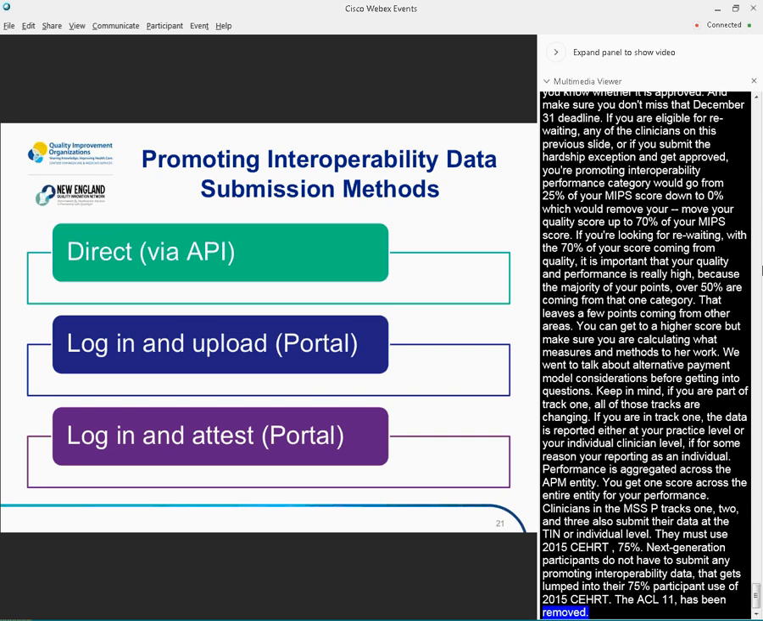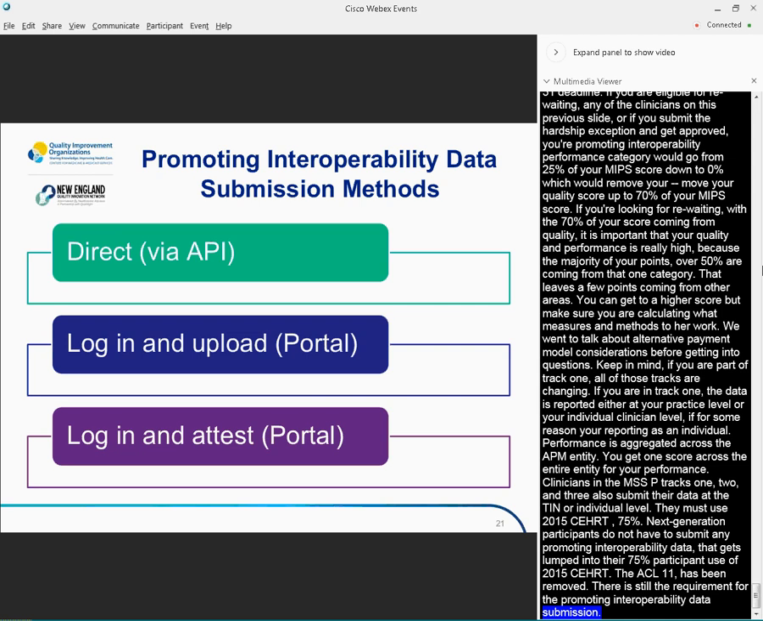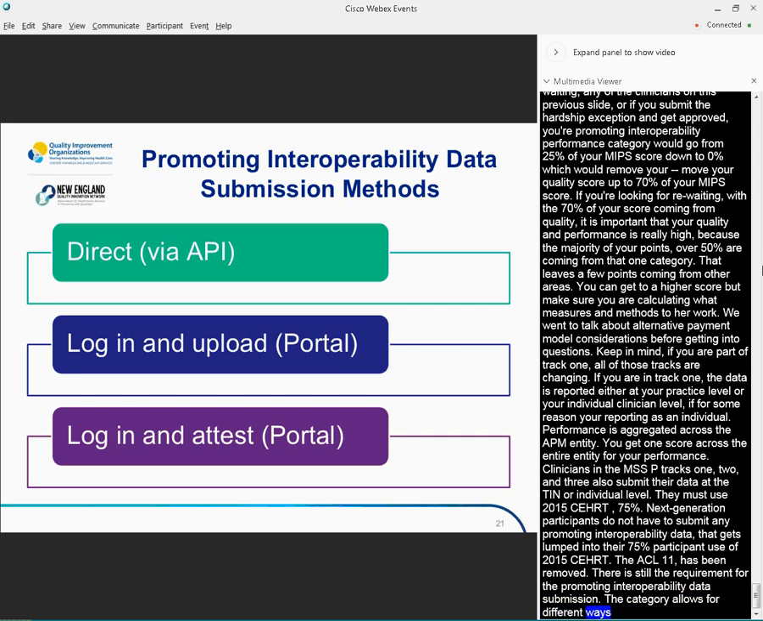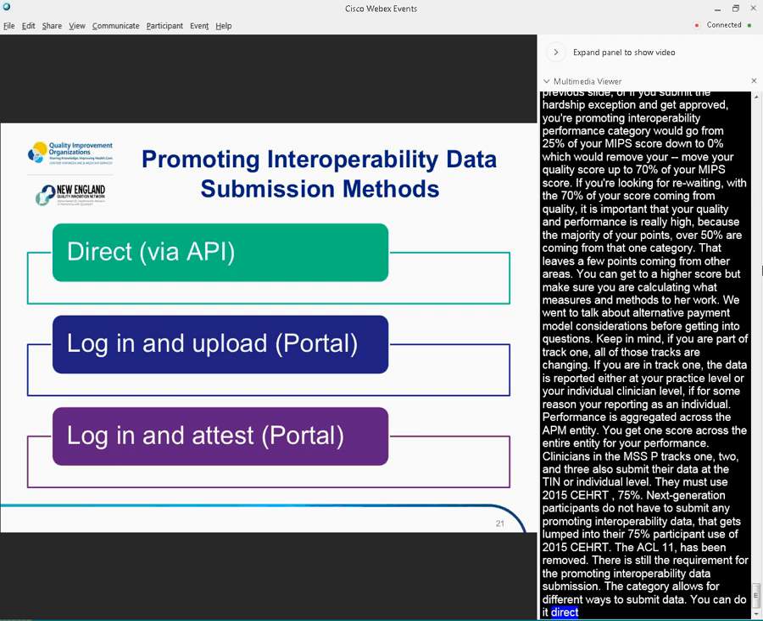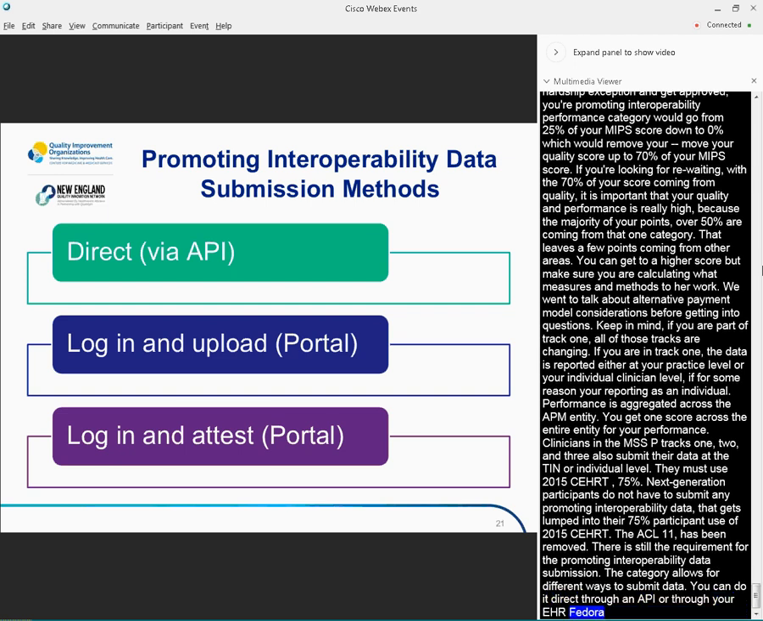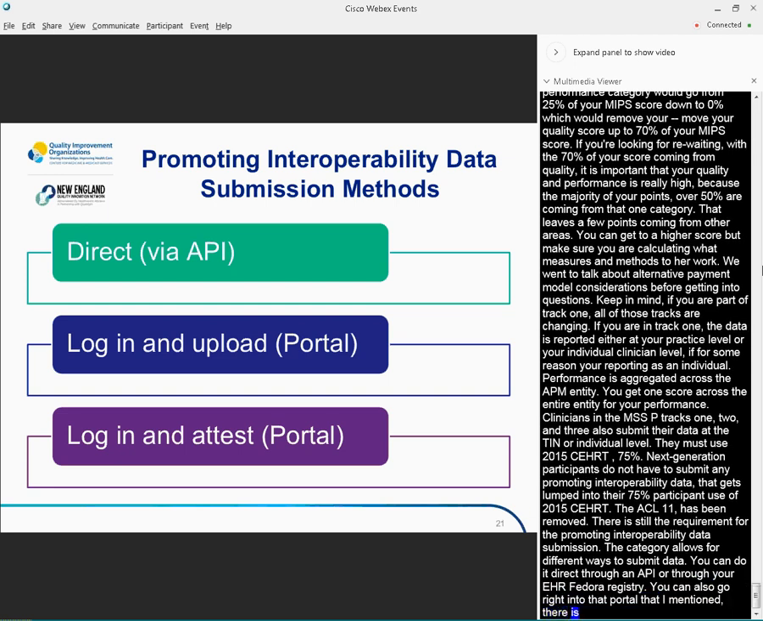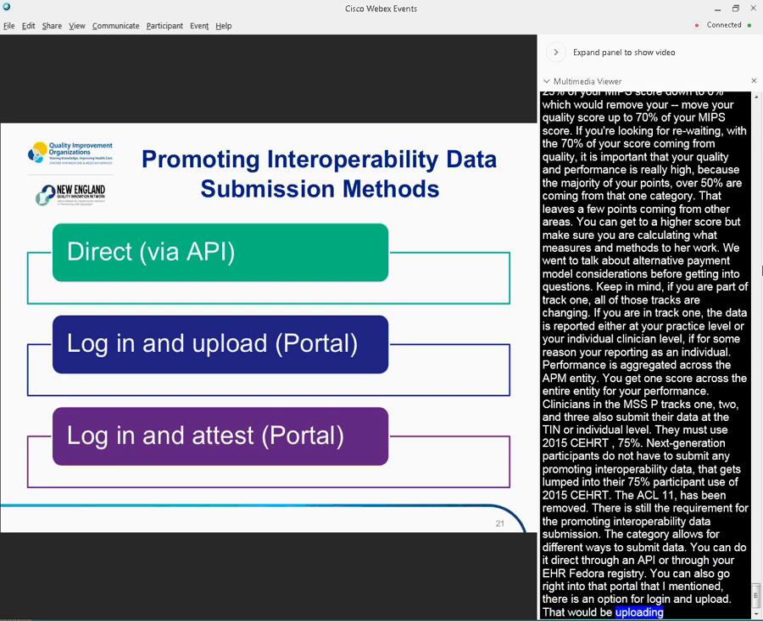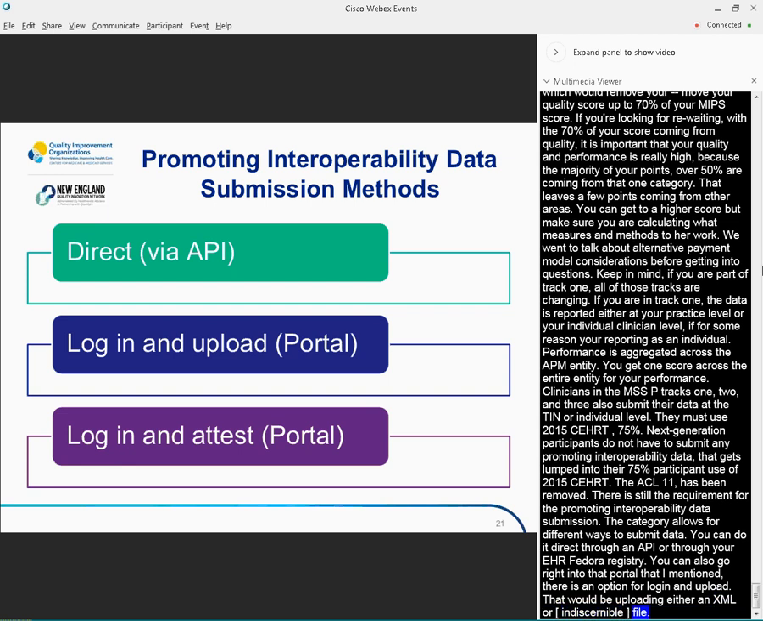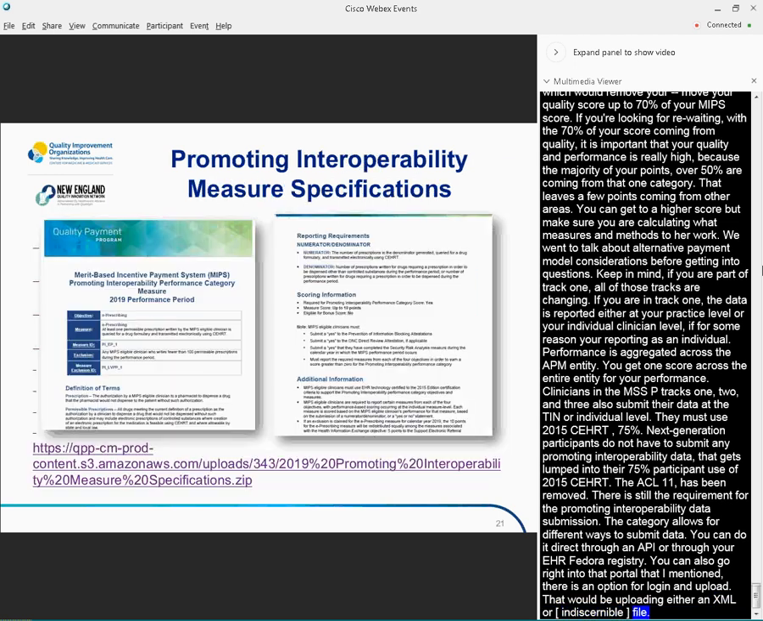The Promoting Interoperability category allows for a couple different ways to submit your data. You can do that directly via an API or through your EHR vendor or registry. You can also go right into that CMS QPP portal that I mentioned. There's an option for login and upload, which would be uploading either a JSON, an XML, or a QRDA3 file, or login and attach, where you log in and manually enter all of your numerator denominator values.